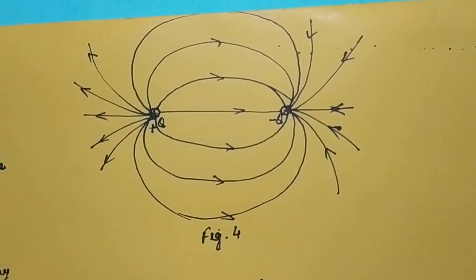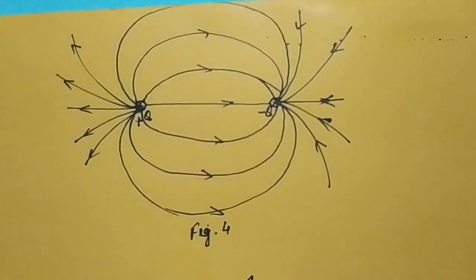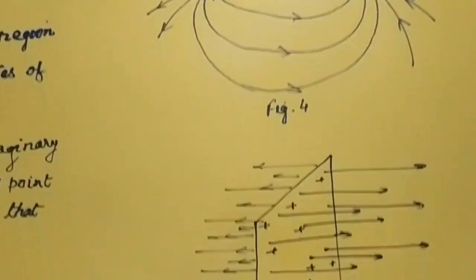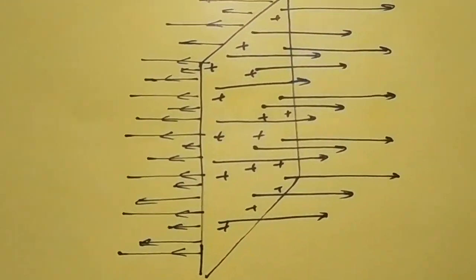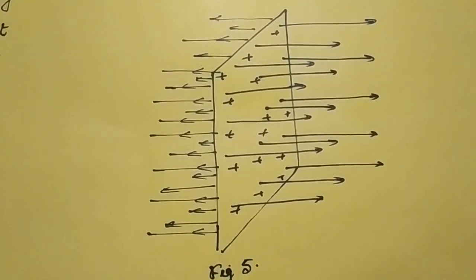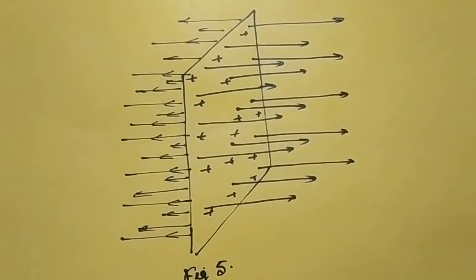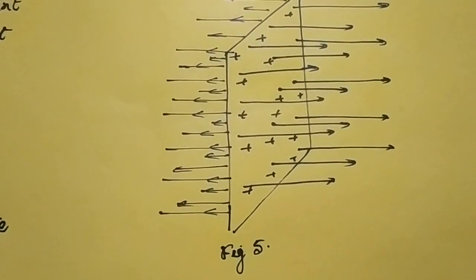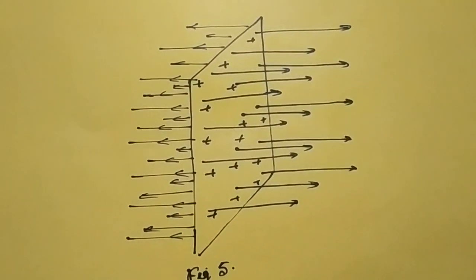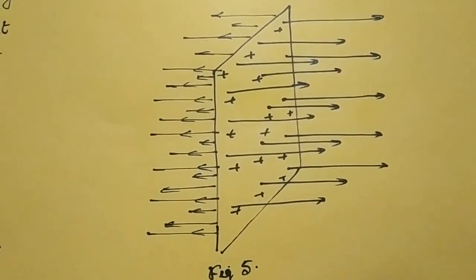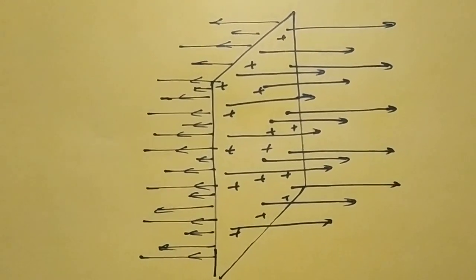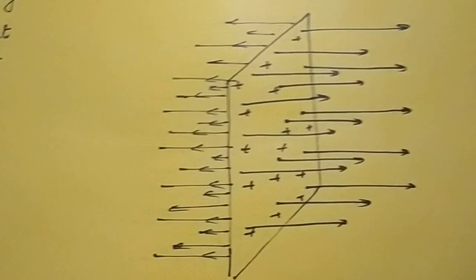The next figure, figure 5, represents the electric field lines due to a thin, uniformly charged sheet of charge. We can see that on either side of the sheet of charge, the electric field lines point outward and extend normally through the surface. So that is a brief discussion about the concepts of electric field lines. Our next lecture will be based on electric flux, an important physical quantity associated with electric lines of force.